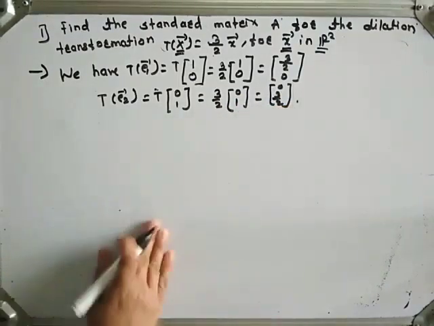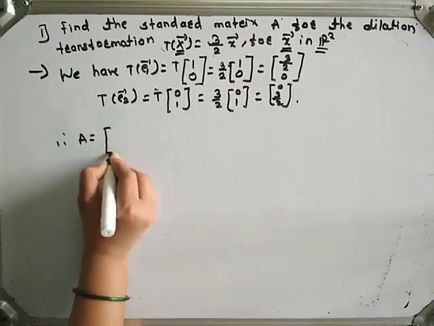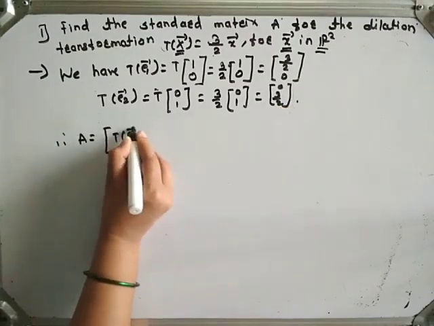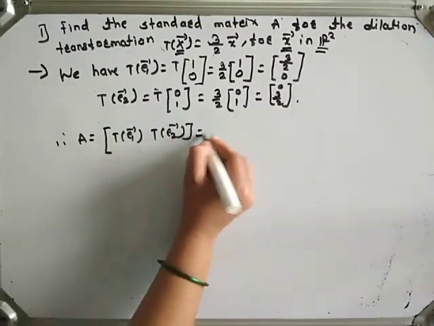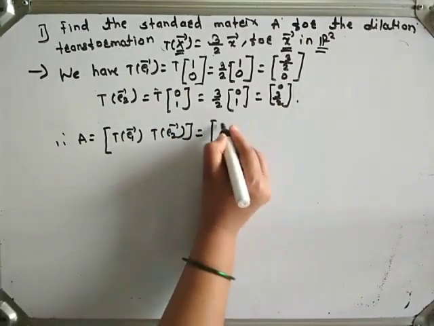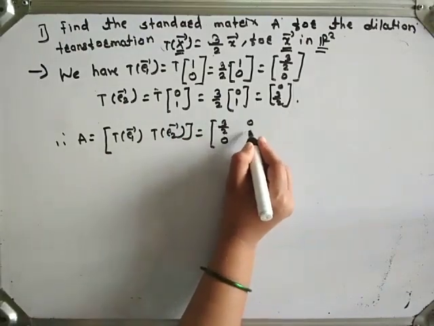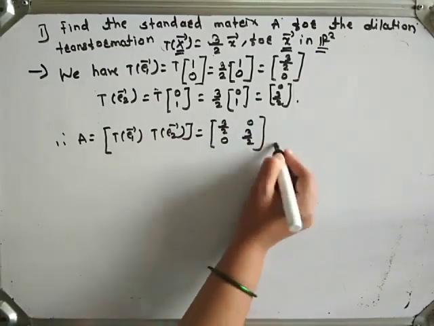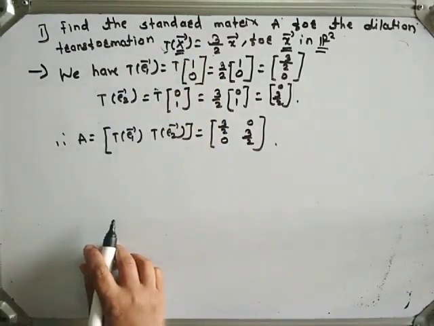Okay. Therefore the standard matrix A is equal to T of E1 bar, T of E2 bar, which is equal to 3 by 2 0, 0 3 by 2. This is the standard matrix for this linear transformation. Okay.